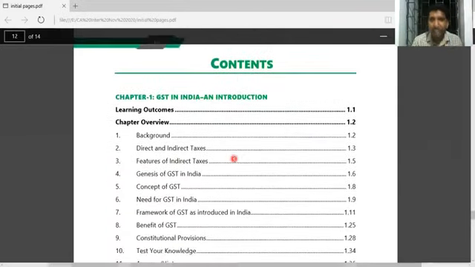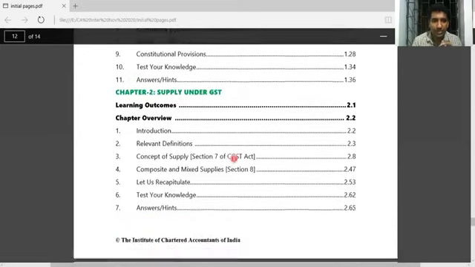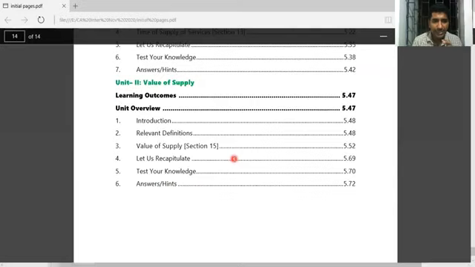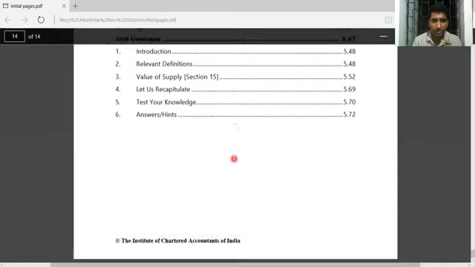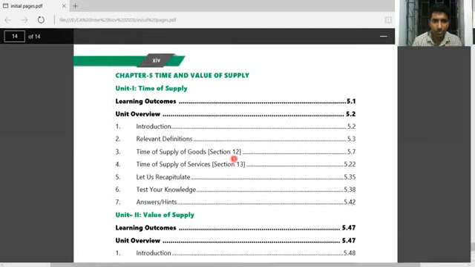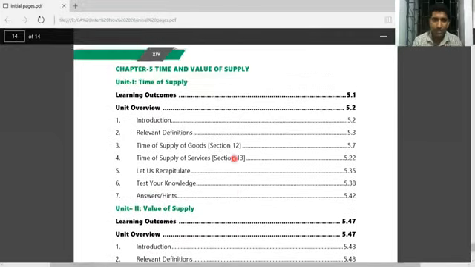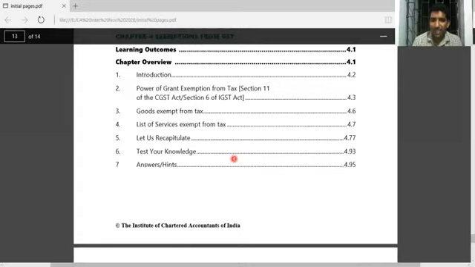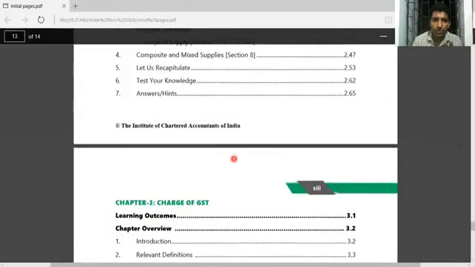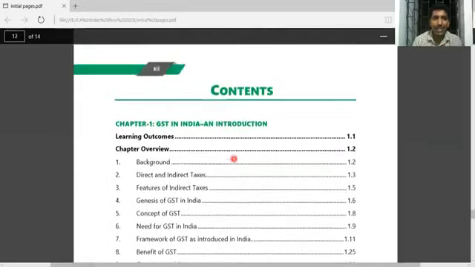So in this GST, what is there? If you see the contents, there are actually 10 chapters. This is module 1's initial page. So the first chapter is GST in India, an introduction.